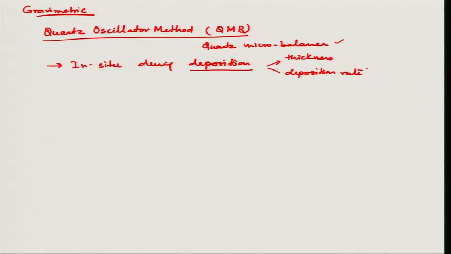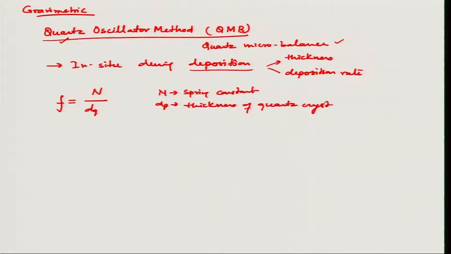Now, this method works on the principle of the natural vibrational frequency of quartz. So, the vibrational frequency of quartz can be given by N over dQ. Here N is a spring constant, and dQ is the thickness of the quartz crystal. And this is 1.67 megahertz for AT cut quartz, which is generally used for the quartz microbalance. And this AT cut is a particular cut in a particular direction of the quartz crystal.